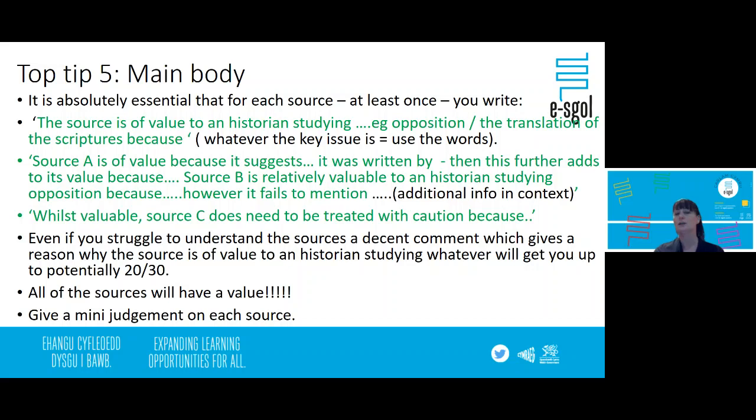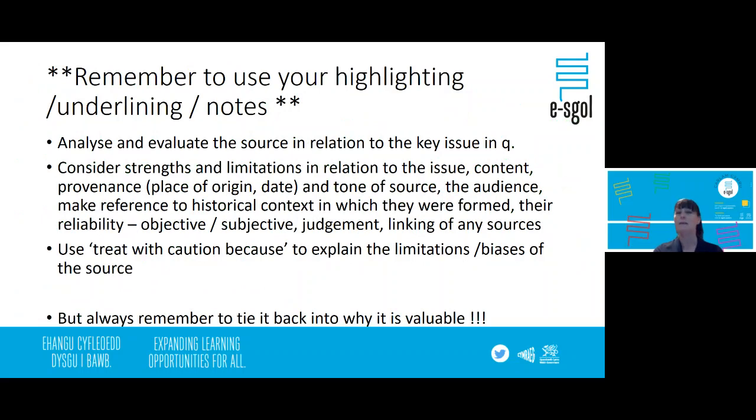So even if you struggle to understand the source, a decent comment which gives a reason why the source is of value to an historian studying whatever it is will potentially get you 20 out of 30. All of the sources will have a value, and give a mini judgment on each source as you go through. So remember to use all of your highlighting, all of your underlining, all of your notes as you're going through your write-up.